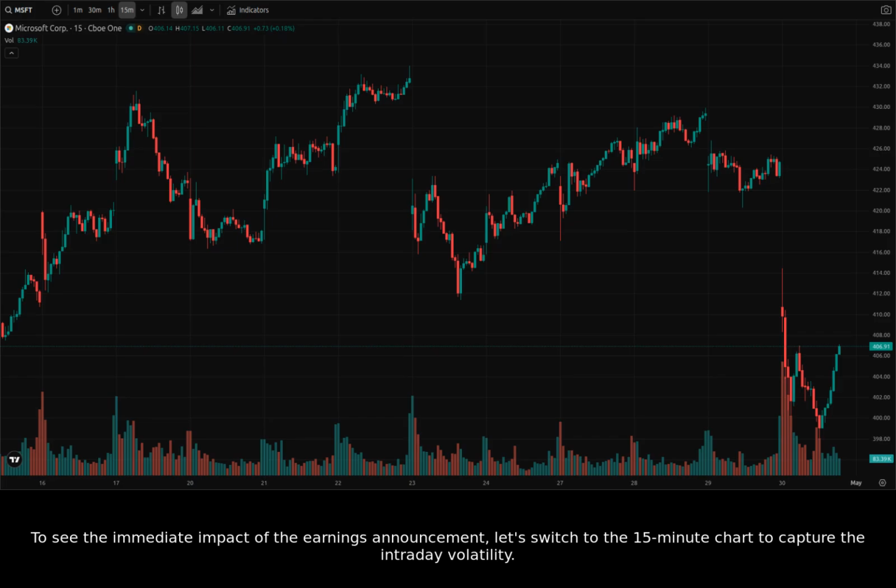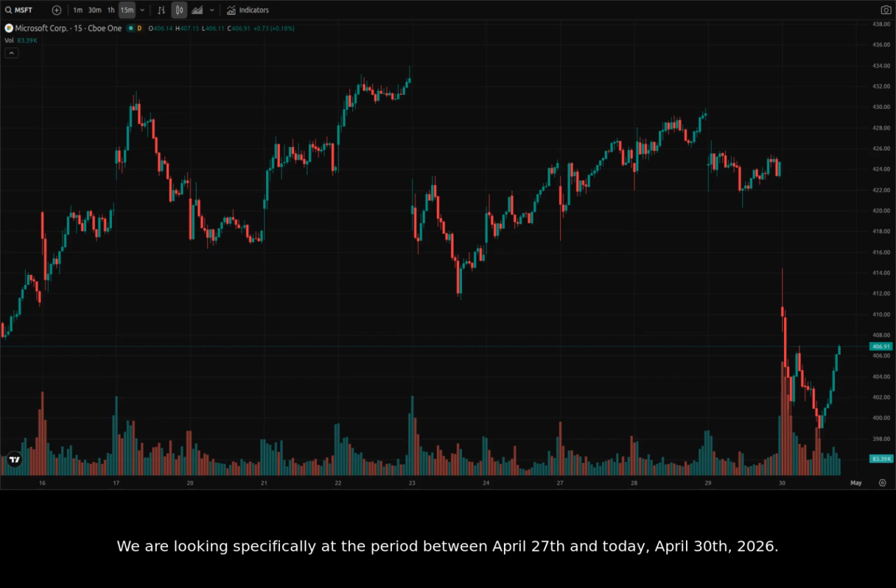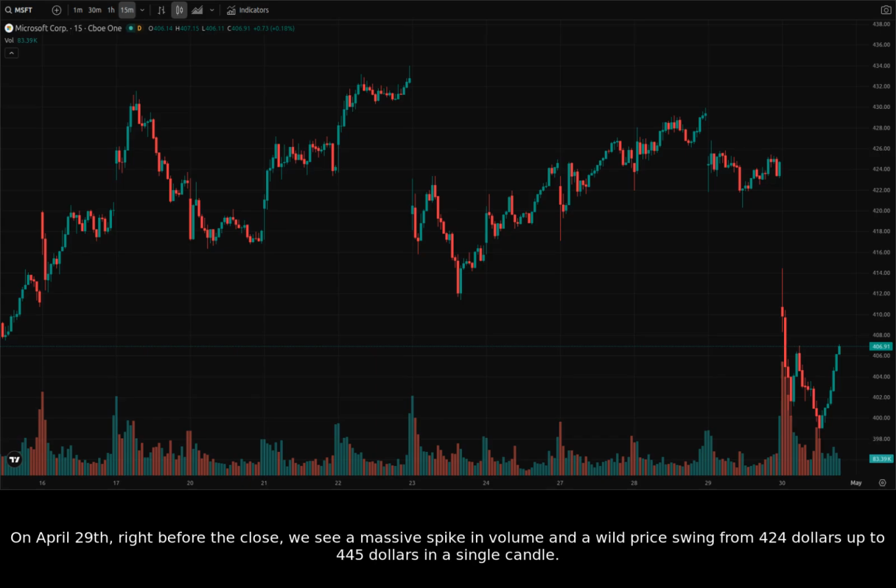To see the immediate impact of the earnings announcement, let's switch to the 15-minute chart to capture the intraday volatility. We are looking specifically at the period between April 27th and today, April 30th, 2026. On April 29th, right before the close, we see a massive spike in volume and a wild price swing from $424 up to $445 in a single candle.